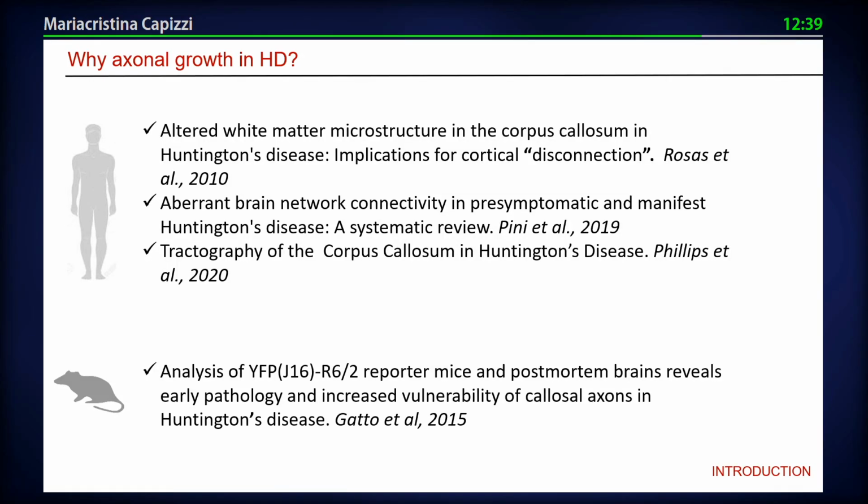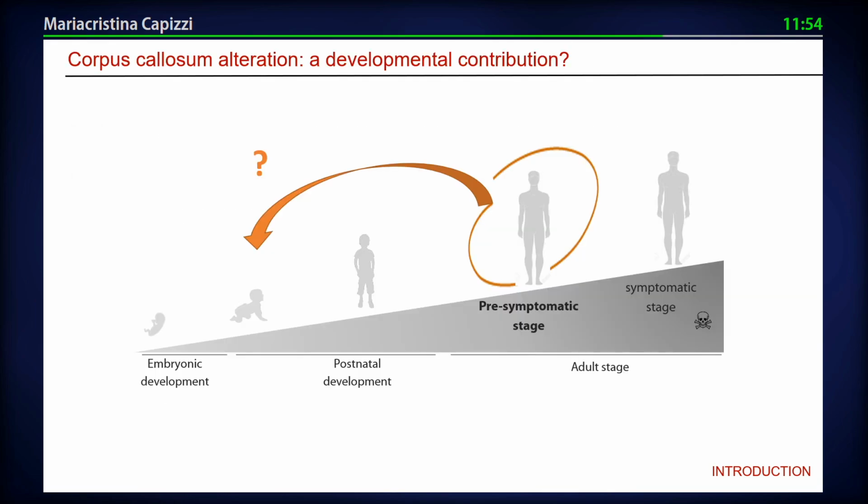One of the main structures that is altered in pre-manifest HD individuals is the corpus callosum, which is the structure connecting the two cortical hemispheres. It has been shown that the corpus callosum has alterations at the level of the white matter tract, abnormal network connectivity, and impaired tractography. In 2015, Gatto and collaborators showed that in the corpus callosum there was a decrease of axonal fibers, and this was not due to neuronal death. So we hypothesized that the alteration of the corpus callosum in pre-manifest patients could be due to an altered development.